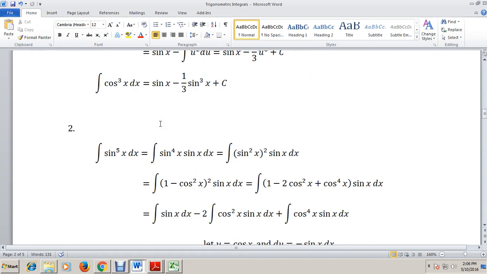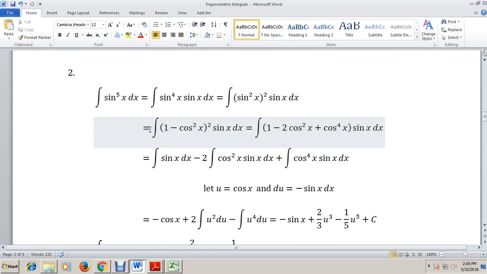Okay, so let's try another example. We have here number 2, the integral of sine raised to 5 x dx. Doing the suggested solution, the first step in performing this integral is to separate again the base form of the function, sine, from our original sine raised to 5. So we have sine x dx, and what is left in our original power for sine is sine raised to 4.